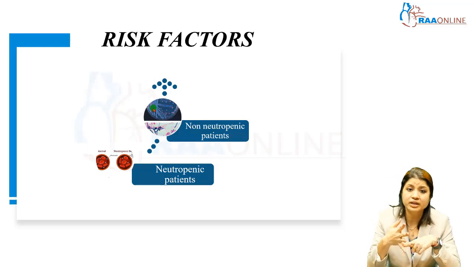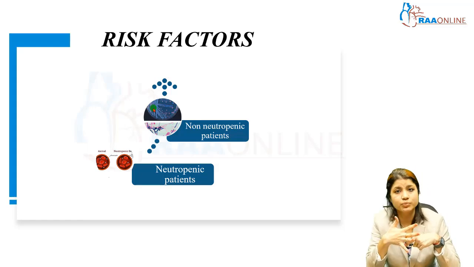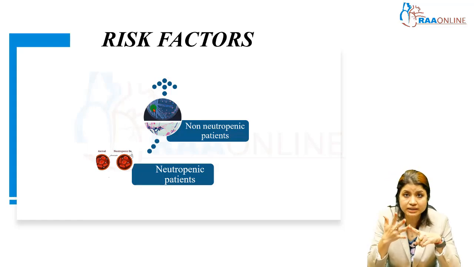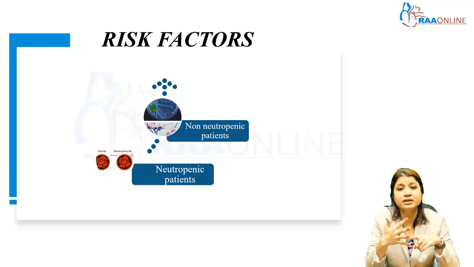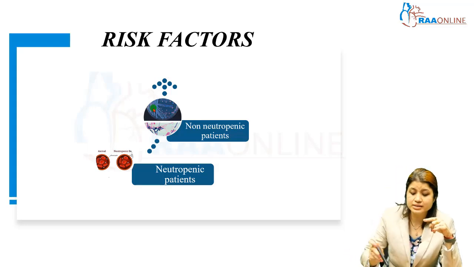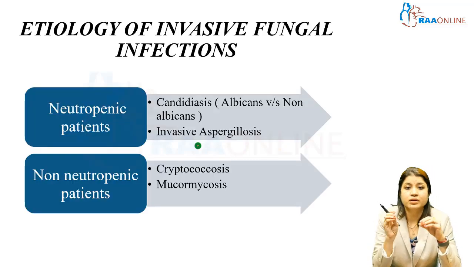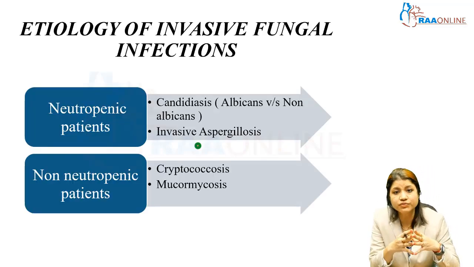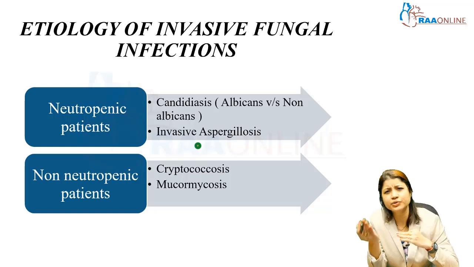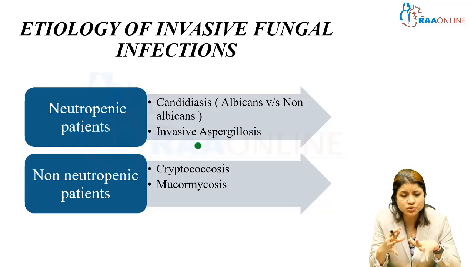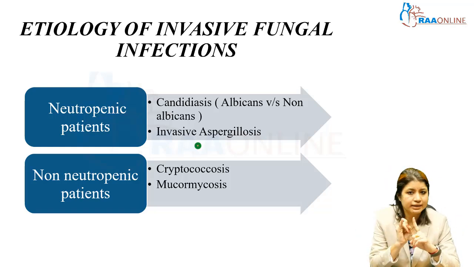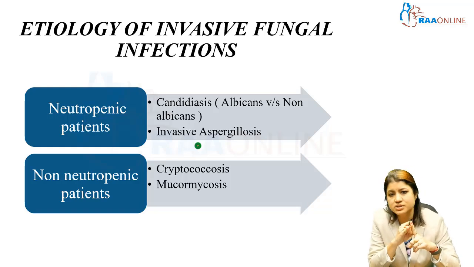In non-neutropenic patients, now with the advent of broad spectrum antibiotics, with increased critical care stay of the patient as well as the usage of steroids, we do see a lot of fungal infections also emerging in this strata of patients, which is the non-neutropenic patients. So what are the most common fungal infections we get? Be it neutropenic, non-neutropenic, there is always an overlap, but mostly we get candidiasis, aspergillosis.